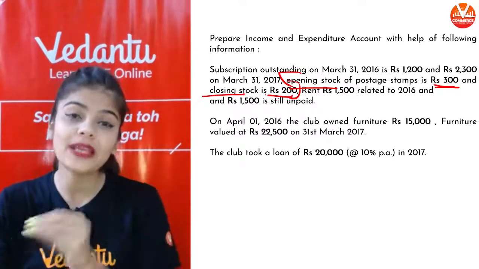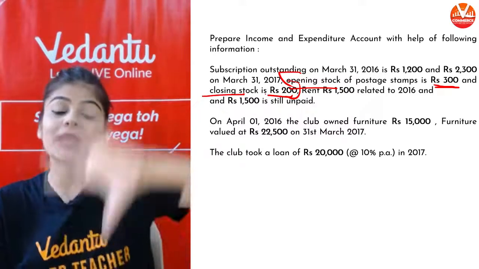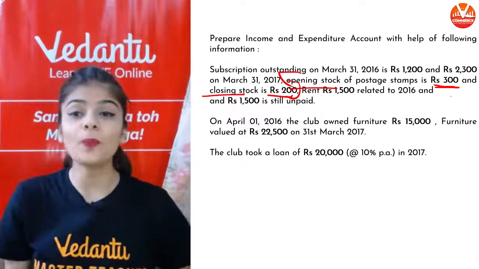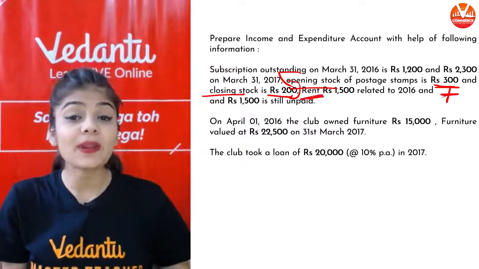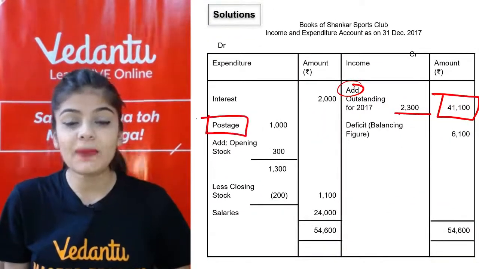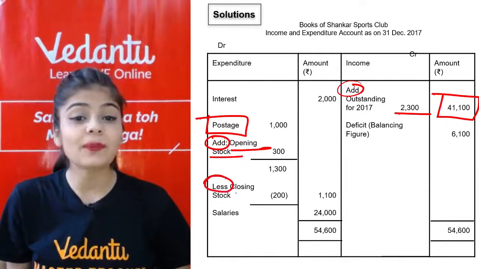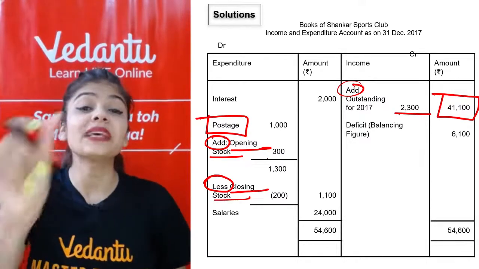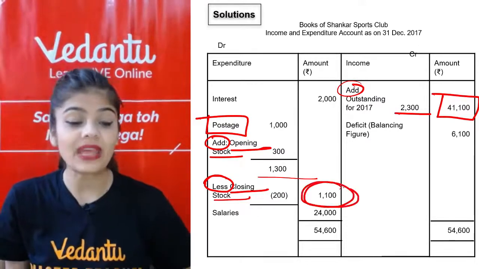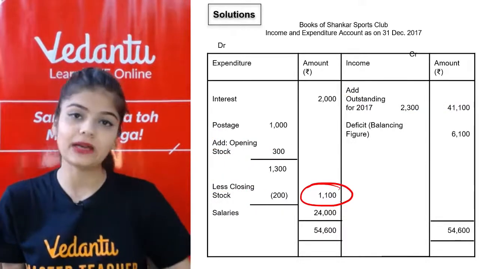So we have opening stock of consumable item and closing stock of consumable item. In the income and expenditure account, on the debit side, in postage, you will add opening stock and subtract closing stock. So 1000 plus 300, 1300. 1300 minus 200, it is 1100. So this is the cost of consumable item, 1100.